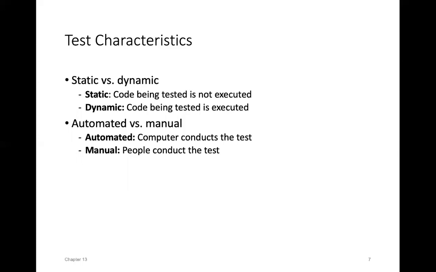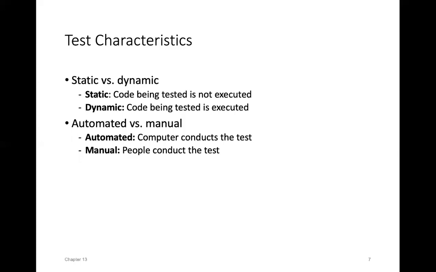We can also have automated versus manual. Automated means the computer conducts the test. Manual means we've got people conducting the test. So as you can understand, we've got four permutations, right? We can have static and automated, static and manual, dynamic and automated, and dynamic and manual.